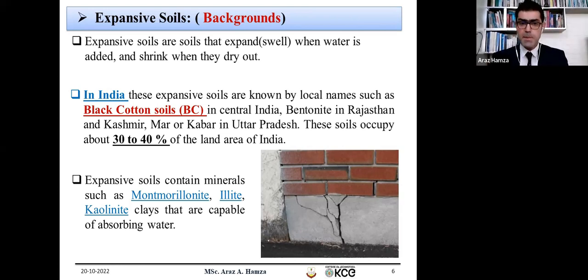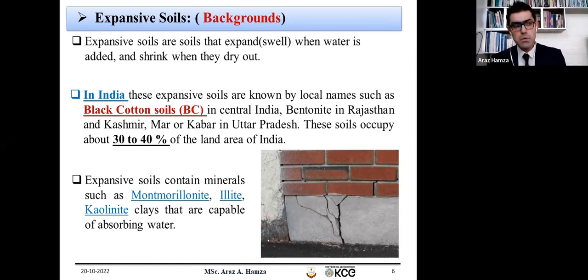In India, expansive soil is known as black cotton soil, which can be identified in the central part of India in some different places, and generally it covers 30 to 40% of the land area of India. It means that expansive soil is a challenge for civil engineers in India. This is the specific definition and some background about expansive soil.